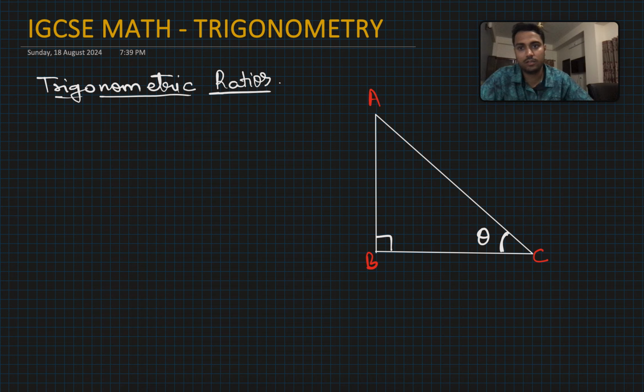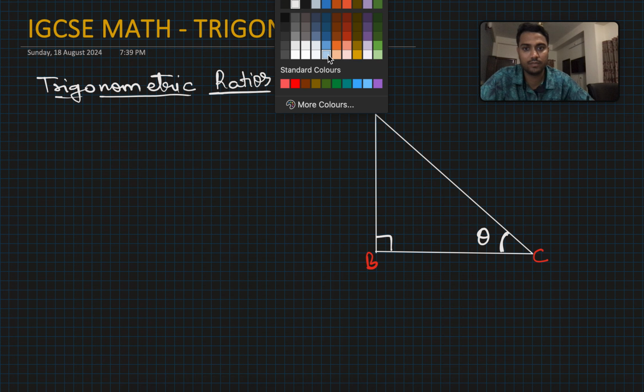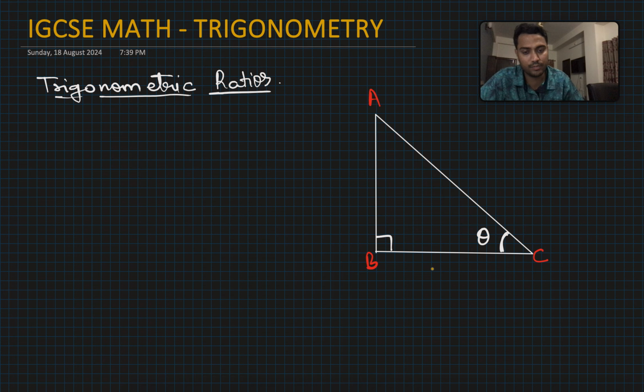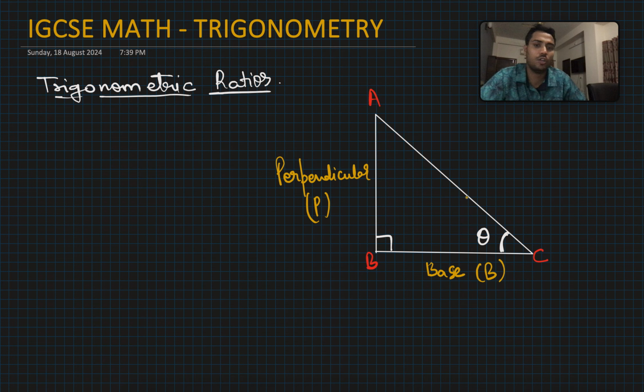So BC is the base of the triangle, so mark it as base, which is written as B. AB is the perpendicular or the height of the triangle, so perpendicular P, and the longest side AC is the hypotenuse, which is denoted by capital H.